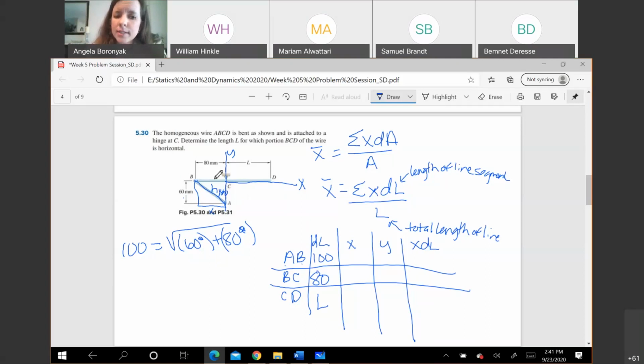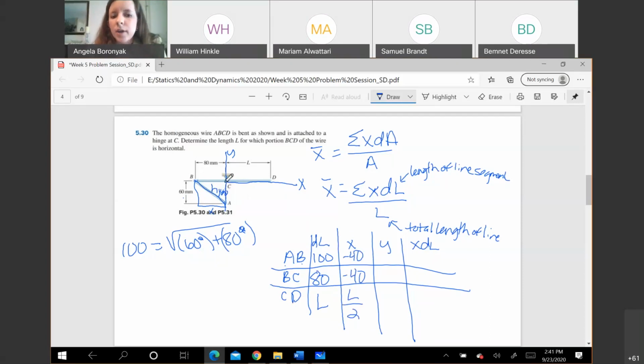Its total X distance was 80. Since it's a line, it's always going to be half that distance. And it's negative because it's going to the left of that. So negative 40. BC also happens to be negative 40, hence I started writing there. What am I going to call the X coordinate for my center of line segment CD? Good, L over 2, we're getting this.